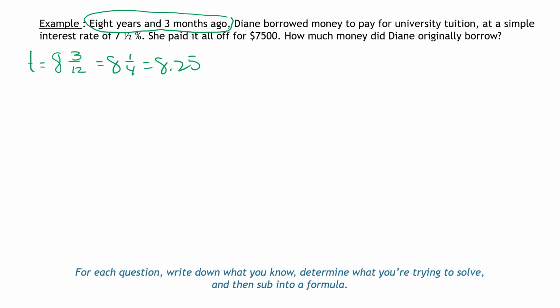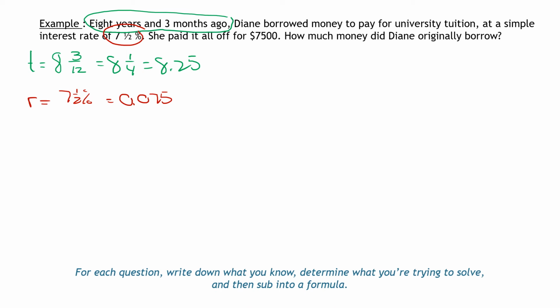What else do we know from the question? We know that her simple interest rate was 7.5%. So her rate, and that's per year, okay? So her rate is 7.5%, but if you remember from earlier, we can't write that, it has to be written as a decimal. We're not going to use the percent sign, of course. 7.5% is the same as 0.075.